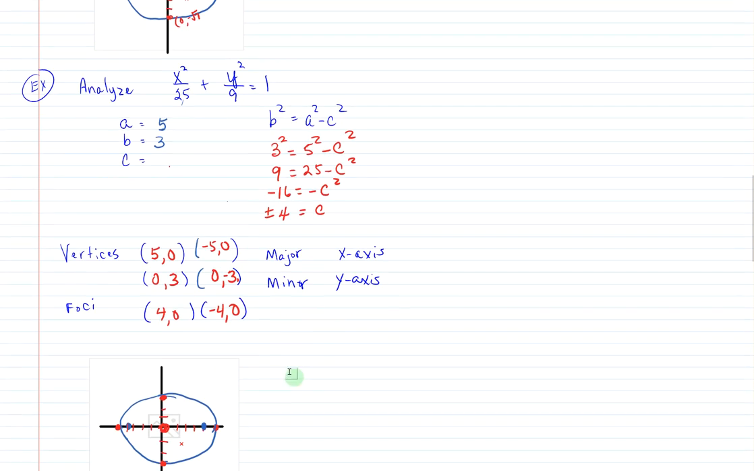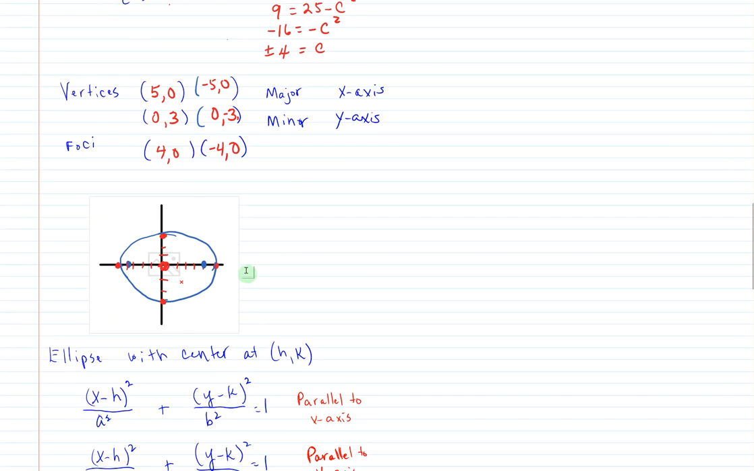So when we start to write in everything, we have the vertices are at (5, 0), (negative 5, 0). That's the major. The minor would be (0, 3), (0, negative 3). And the foci would be (4, 0), (negative 4, 0). And then you could graph that.